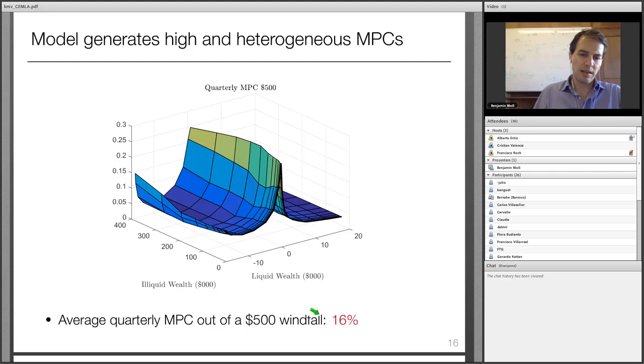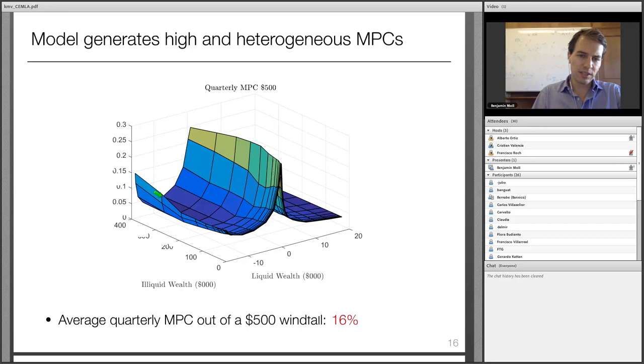In particular, this is what this graph here shows. This graph has liquid wealth on this axis, illiquid wealth on this axis, and on this axis it shows the quarterly MPC, okay? And what you can see is that there are two regions in the state space where these quarterly MPCs are high, okay? The first one is these two ridges. The first ridge is down here, and the second ridge is up here, okay?